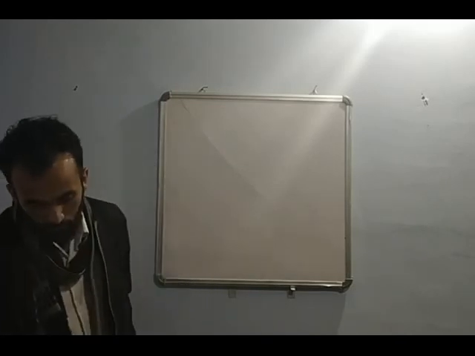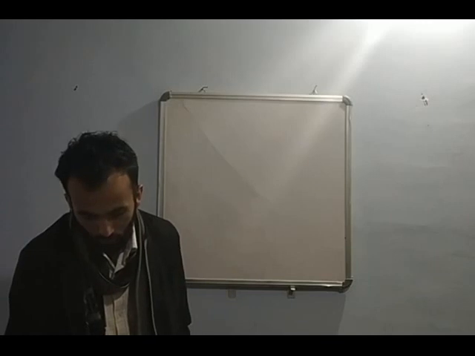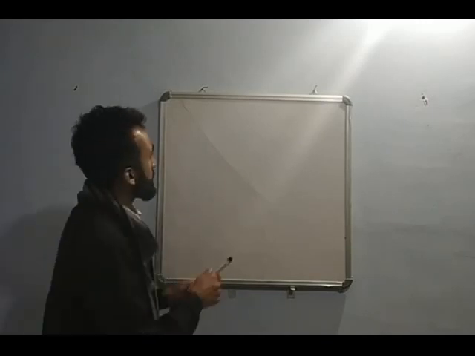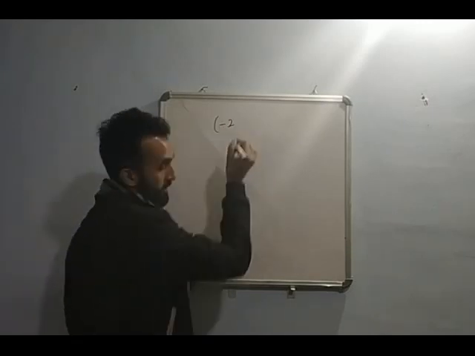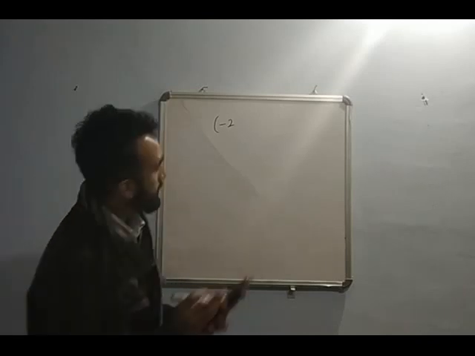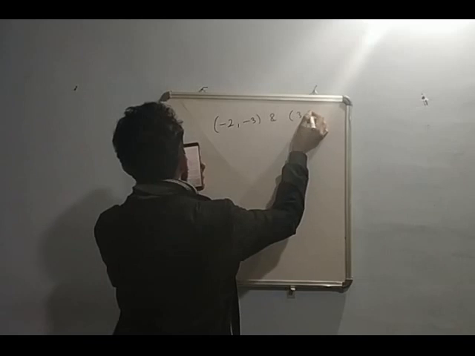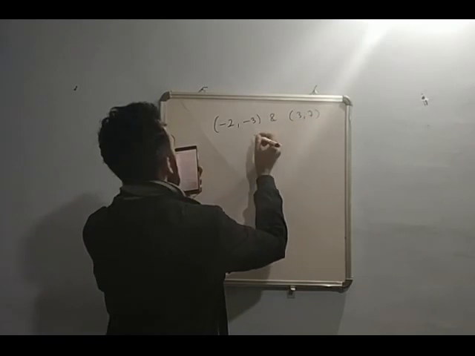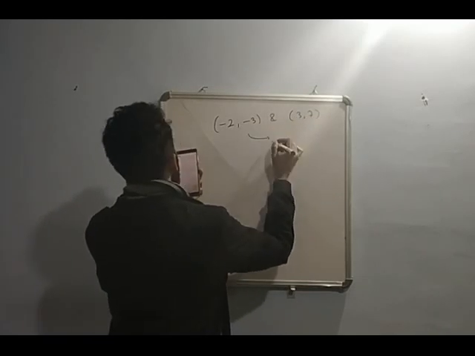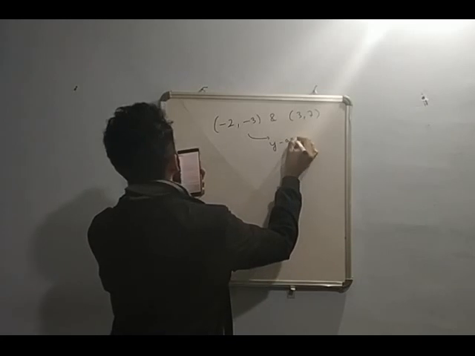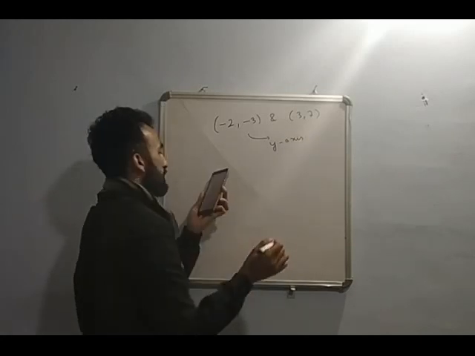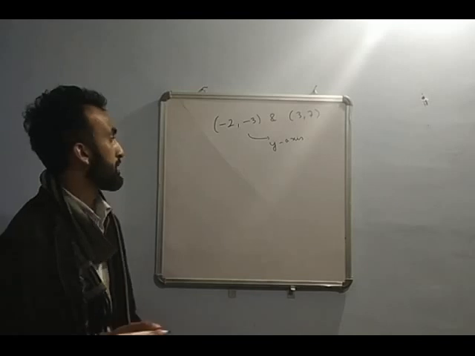In what ratio is the line segment joining the points? There are 2 points here. The line segment joining the points (-2, -3) and (3, 7) is divided by what? The y-axis. Also find the coordinates of the point of division.